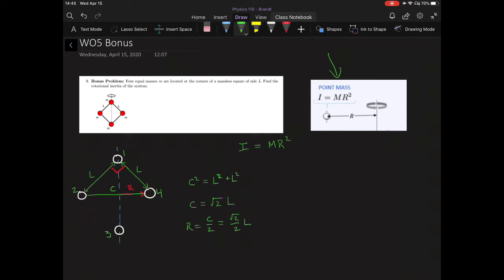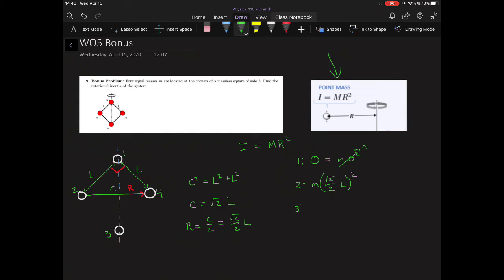So now if we want to find I, we can do that for each of the 4 masses. Mass 1 is 0 meters away from the rotational axis, which gives us a 0 for our I, and that comes from m times 0 squared there. For mass 2, we know that our m is our mass, and the distance away that we are is r, which we just found. So that's m times square root of 2 over 2 L, and all of that is squared.